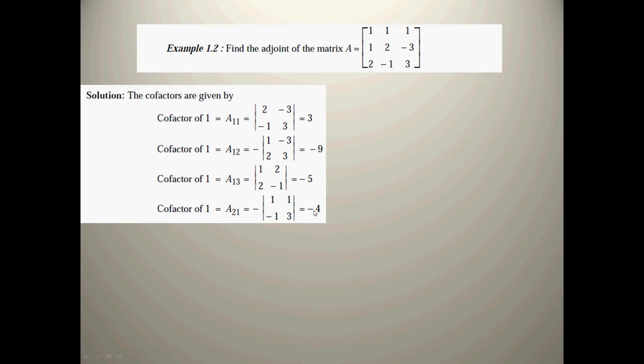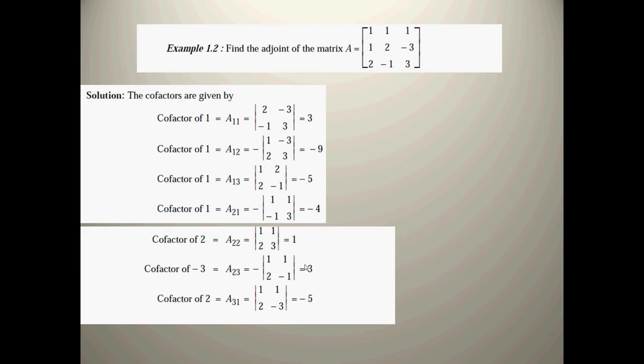Similarly, the cofactor of minus 3, represented as A23, is minus of this determinant. Second row, third column. So this and this, 1, 1, 2, minus 1. You see 1, 1, 2, minus 1. That is for the cofactor of minus 3, which is here. So you will have plus 3. Actually 1 into minus 1 is minus 1, minus 1 into 2 is 2, minus 1 minus 2 is minus 3, but there is a minus symbol outside, so totally 3. So finally 3. The cofactor of 2, that is A31, is the value of this determinant, which is minus 5.